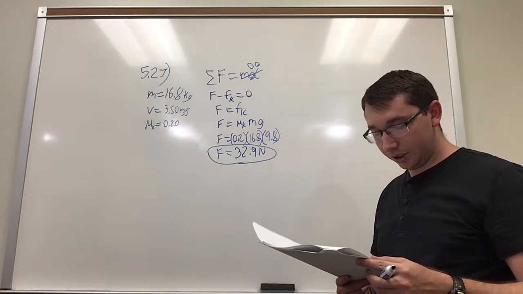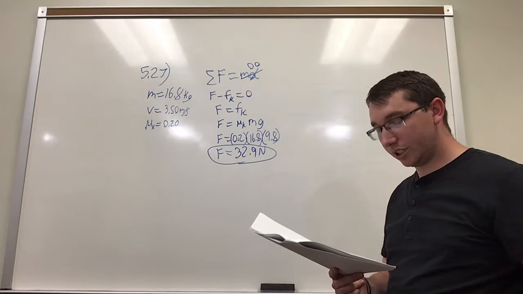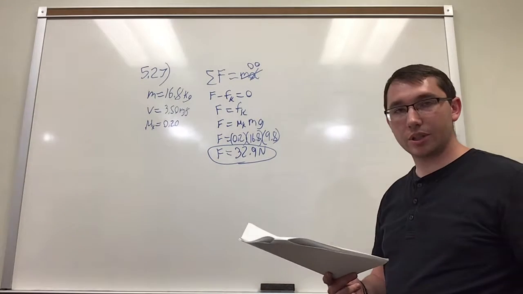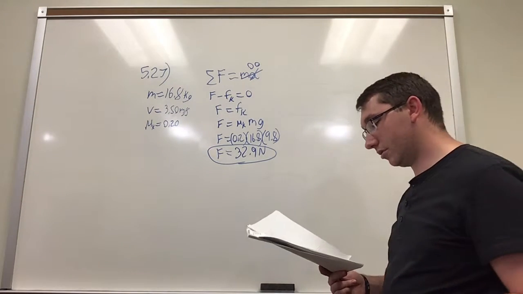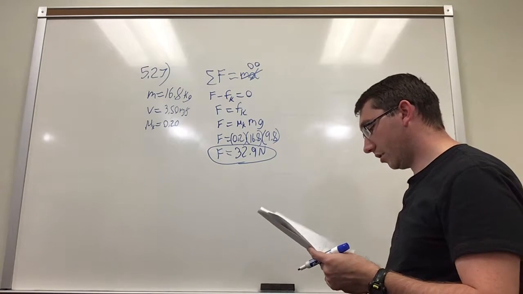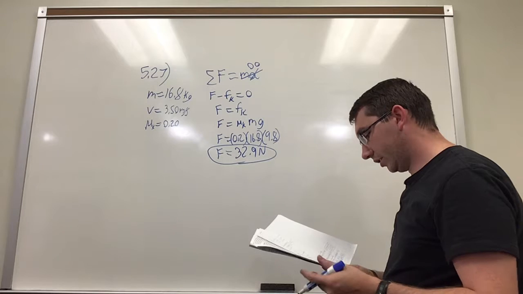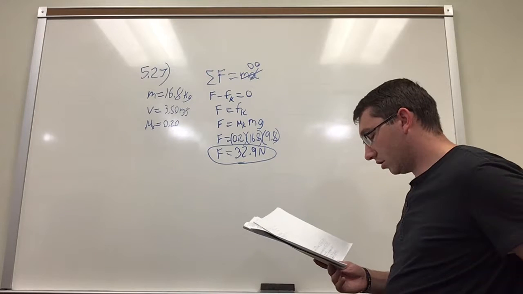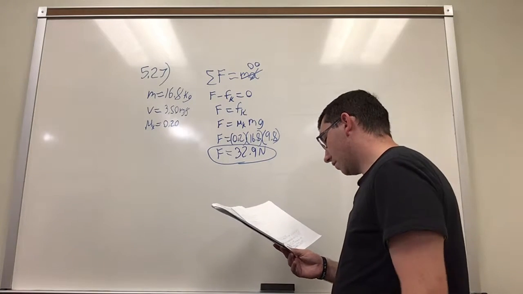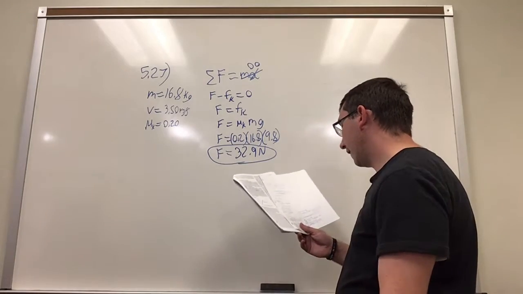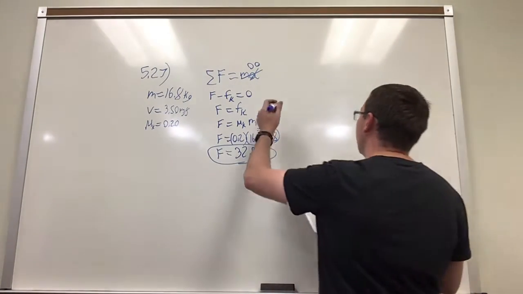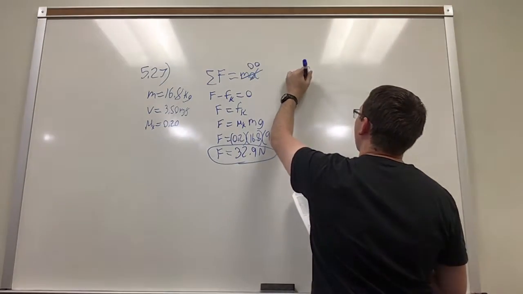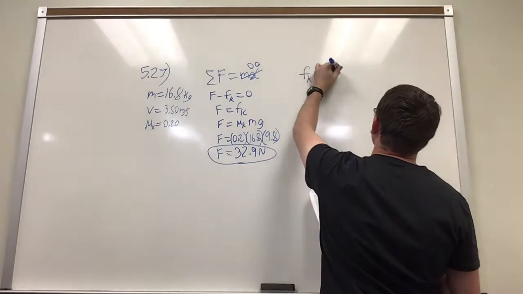The next part of the question then says, if the force calculated in part A is removed, how far does the box slide before coming to rest? And this is going to require a bit more. It's going to require us using two different equations. So this equation then becomes the force of kinetic friction is equal to mass times the acceleration.